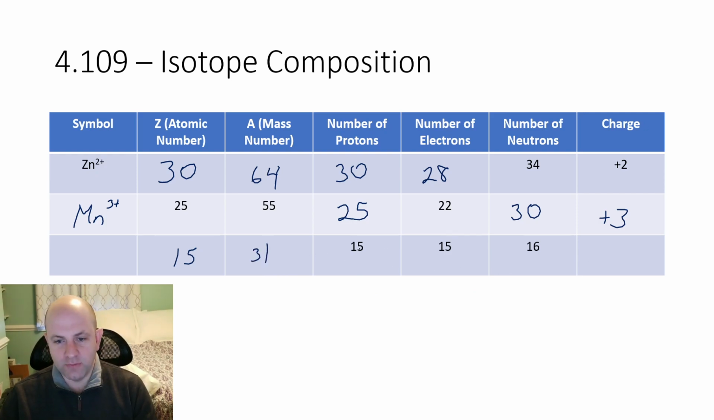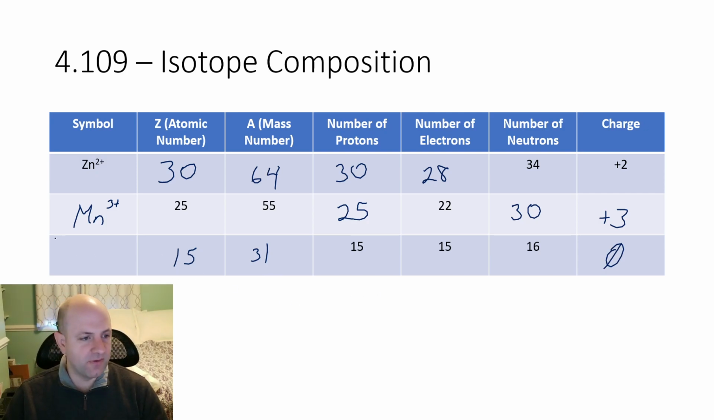For the charge, well, we've got 15 protons and 15 electrons, so 15 minus 15, that's a charge of 0. So when I write my symbol, I'll just look up 15, which is phosphorus, so I'll put my capital P. And with 0 charge, I don't put anything in that top right corner. All right, so that's how we do these problems.